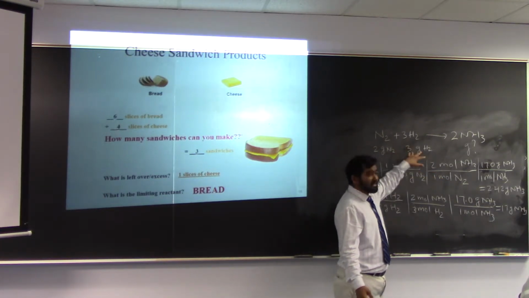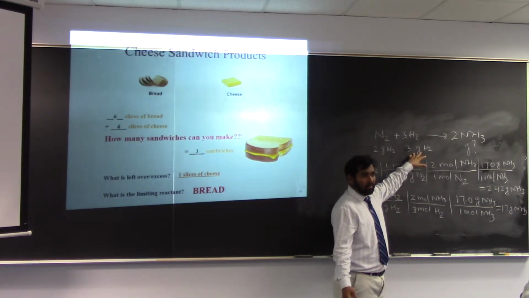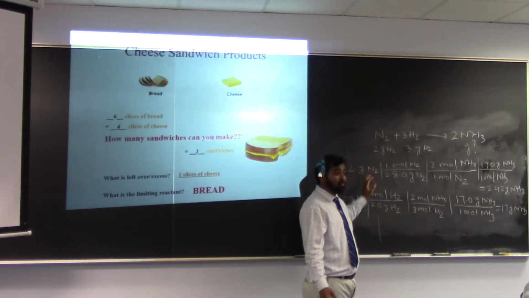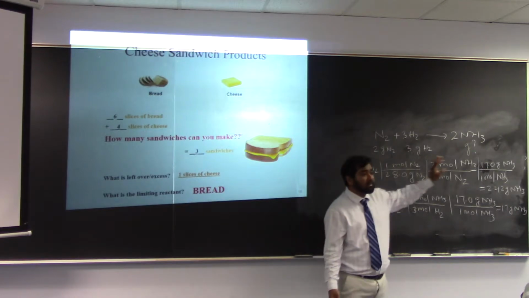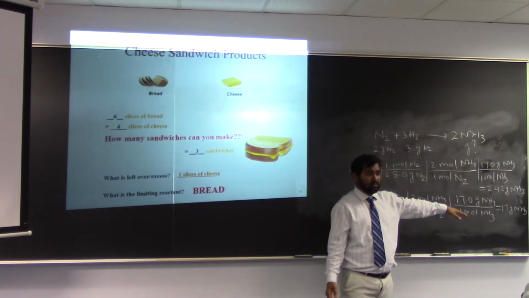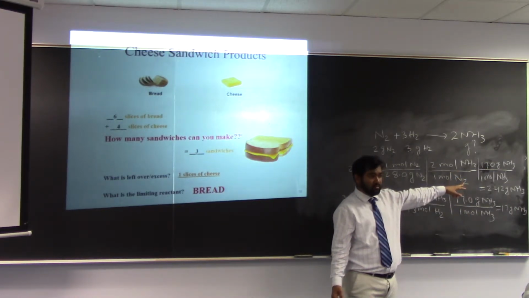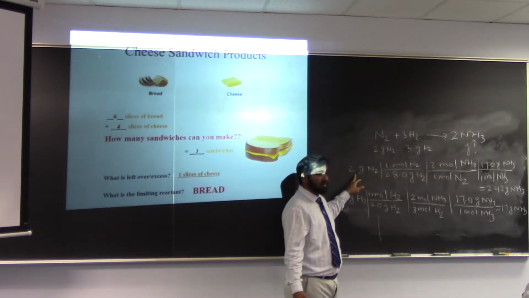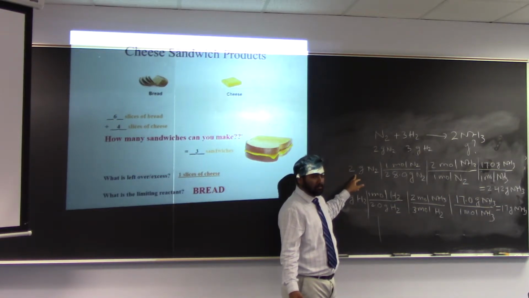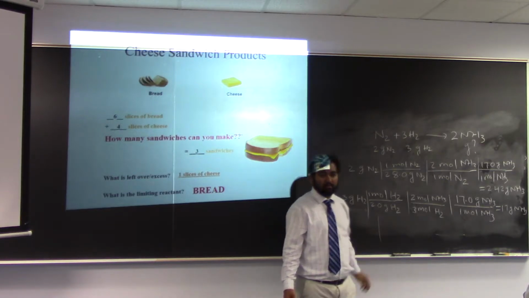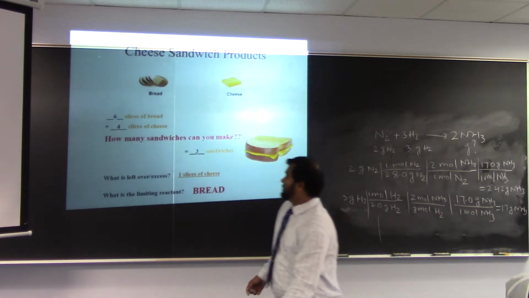Whenever you have 2 reactants given, then you need to calculate from both reactants which one giving less product than the other one. That would be the right product, and that's the limiting reagent that you're starting off. Any question? Okay.